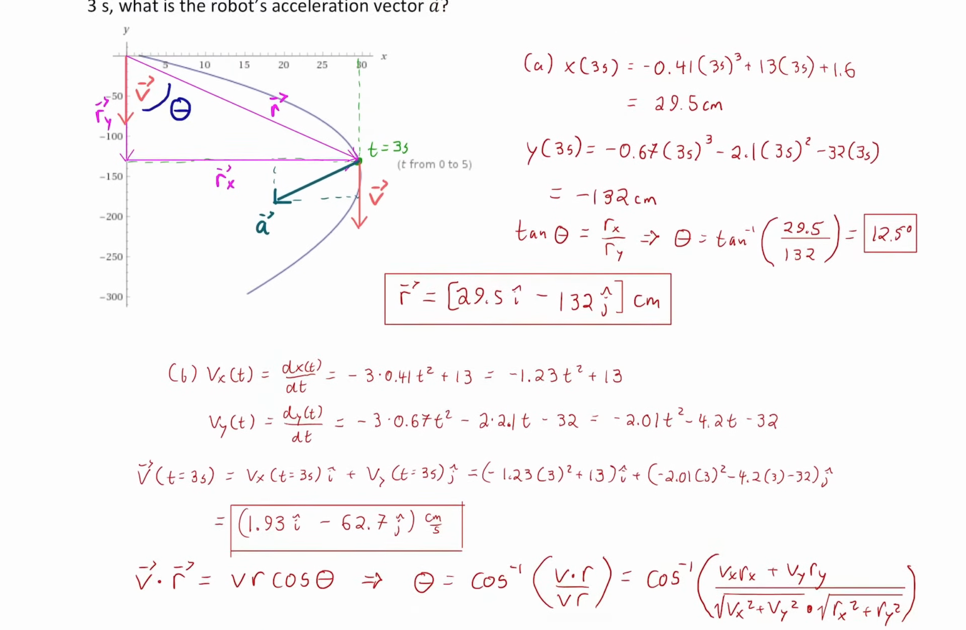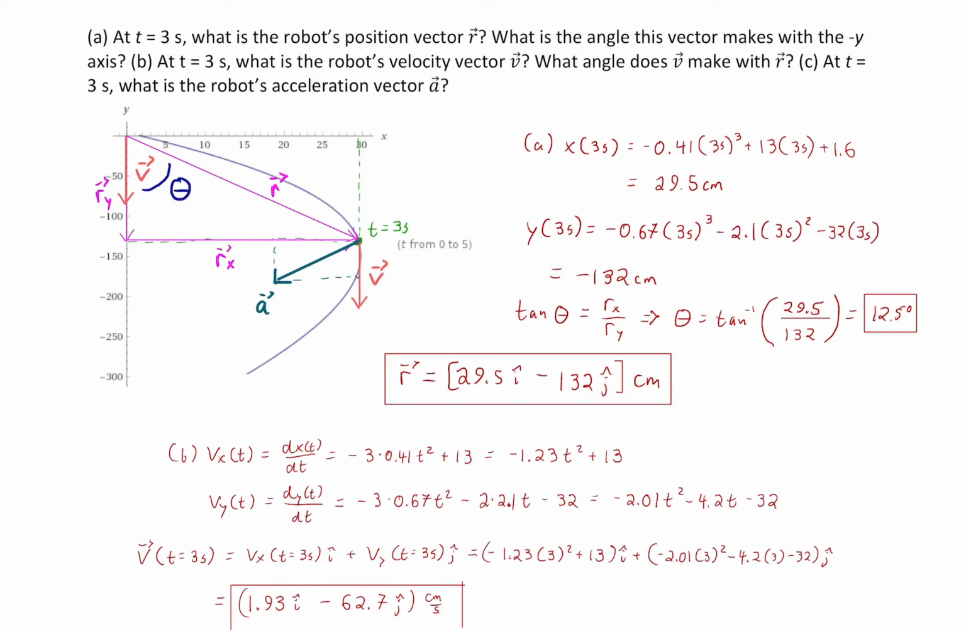Finally, in part C, I ask: at t equals 3 seconds, what is the robot's acceleration vector a? So now we're going to find this acceleration vector. One thing about acceleration vectors is that by definition, because they represent the instantaneous change of velocity, and because the velocity vector is always tangent to the path, acceleration vectors always point inwards on the curvature.